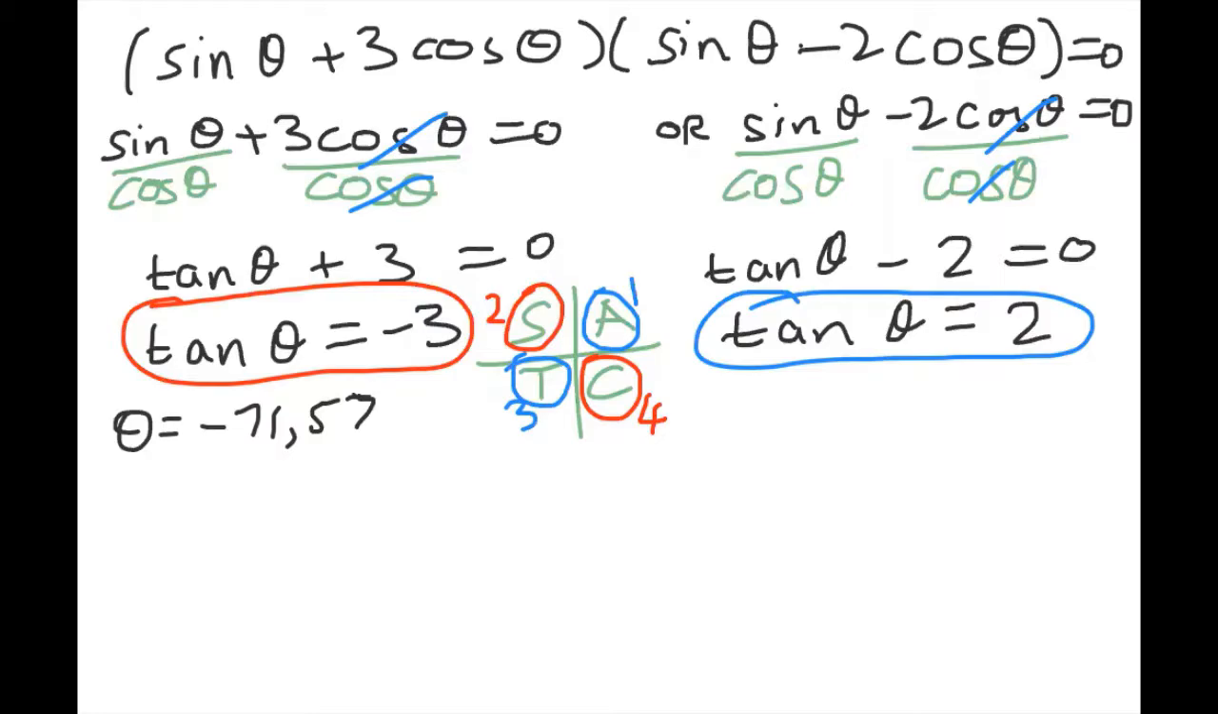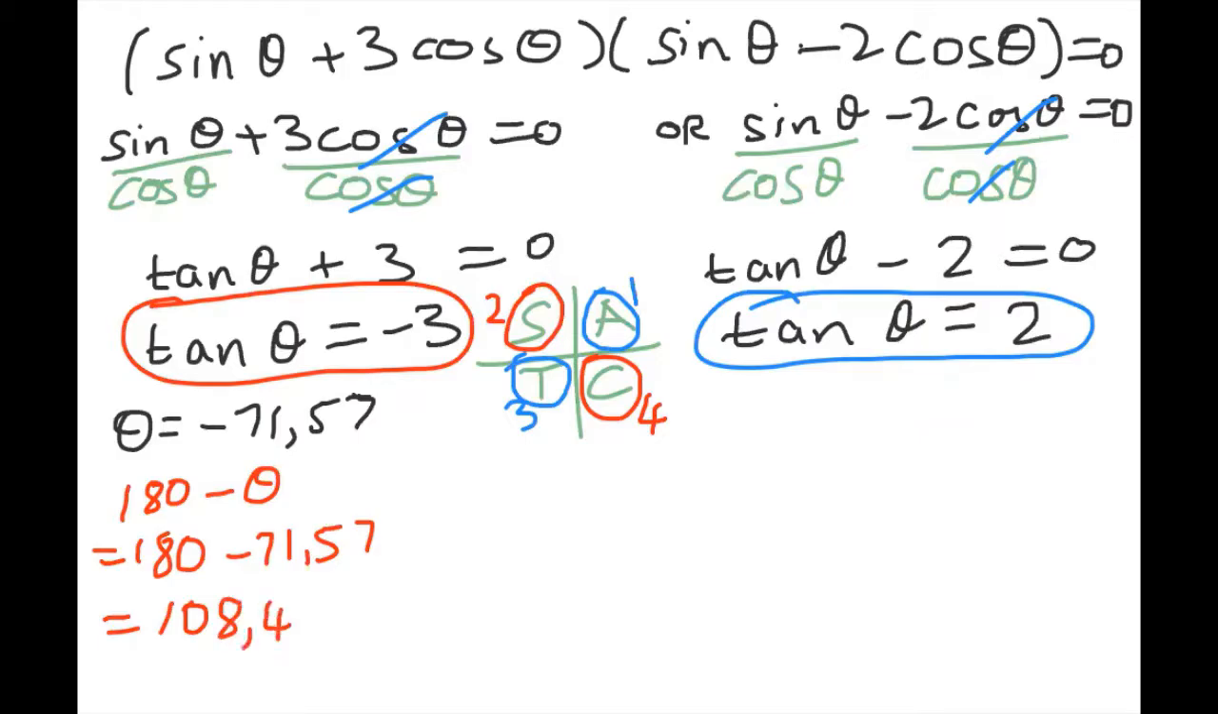So in the red, tan is negative in quadrant 2. In quadrant 2, we have 180 minus theta. So that is 180 minus 71.57. That gives me 108.43. So that's the answer. Theta equals 108.43. And don't forget the plus k, and all of that must come on the right. That's the one answer. Because remember, quadrant 2 we did.